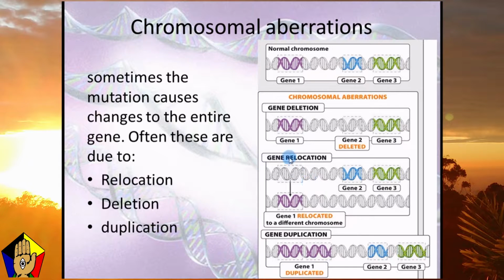Another possibility is when you relocate. You take it from one chromosome and you move it around to another one. Well, now it's like taking one page out of one of your books and just randomly shoving it into another book in your collection. It's not going to be easy to find. You're going to have some problems because of it.